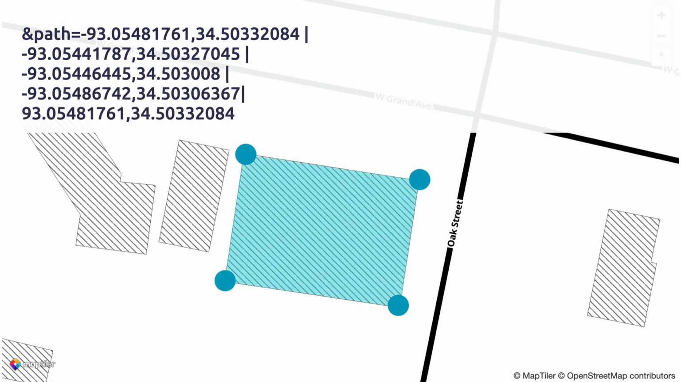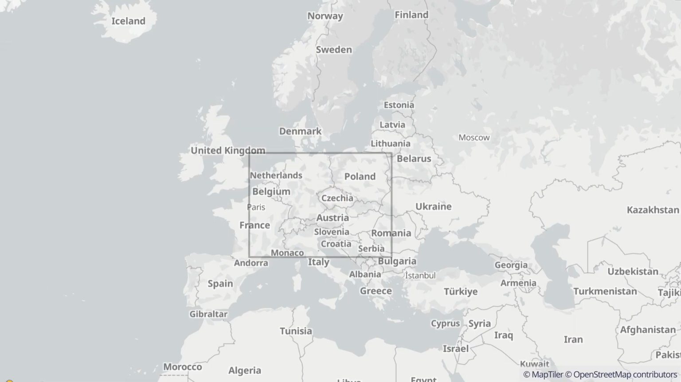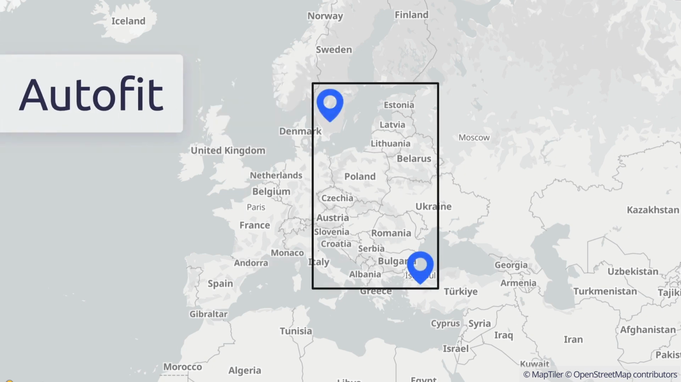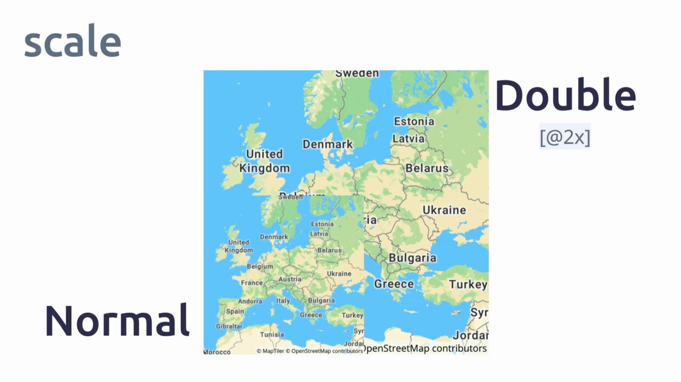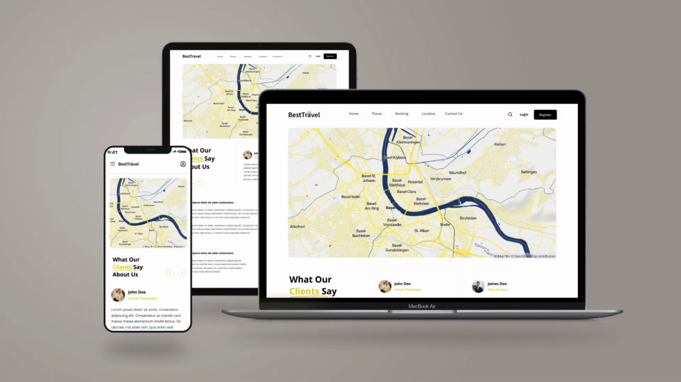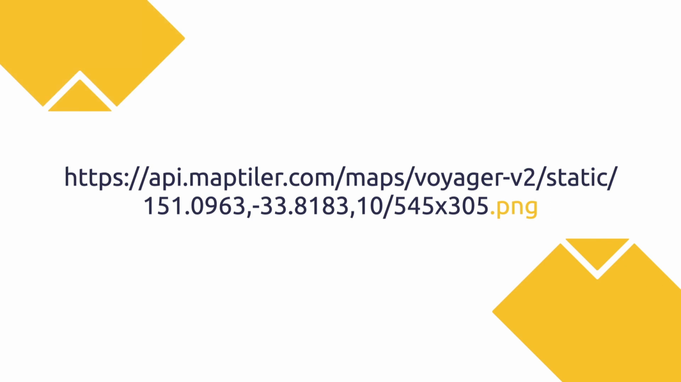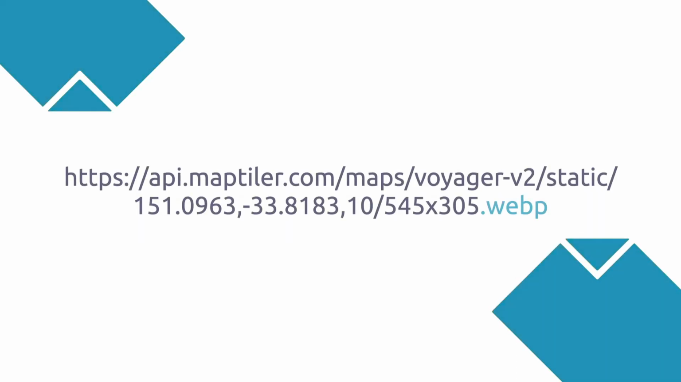You can decide if the view of your image will be set by a center point, by bounding box, or be automatically based on an additional geometry. With the optional scale parameter, you can double the resolution of your map images, ensuring you'll always have a sharp map image on your website. The Static Maps API also supports several image formats, like PNG or WebP.